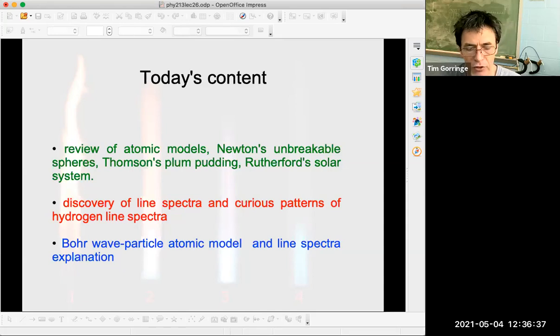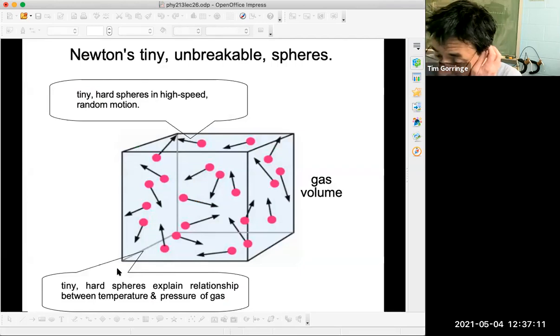And then finally, we'll talk about what's called Bohr's model of the atom. And Bohr's model of the atom is a kind of wave particle model of the atom, incorporating the wave particle nature of matter and light from the past couple of classes. And Bohr's model of the atom actually explains the line spectra, this curious line spectra that's emitted by hot atoms. So that's basically the goal for today's class, to get through these three topics.